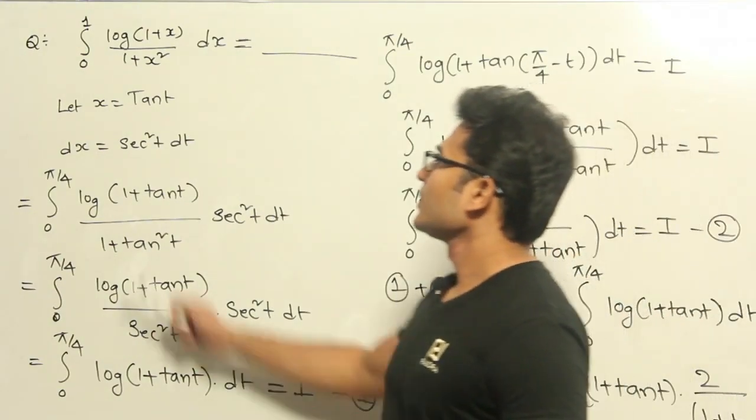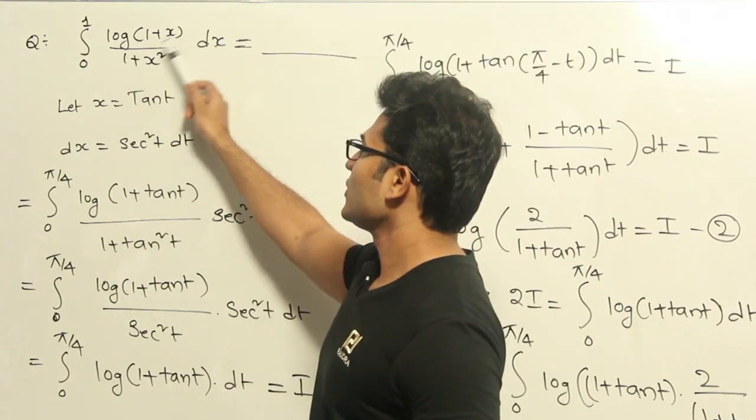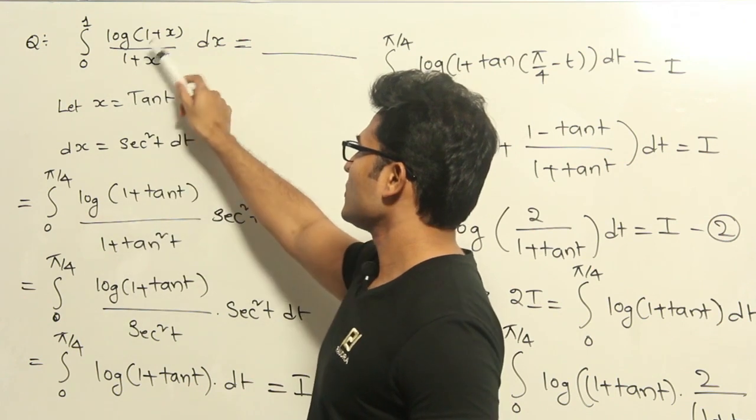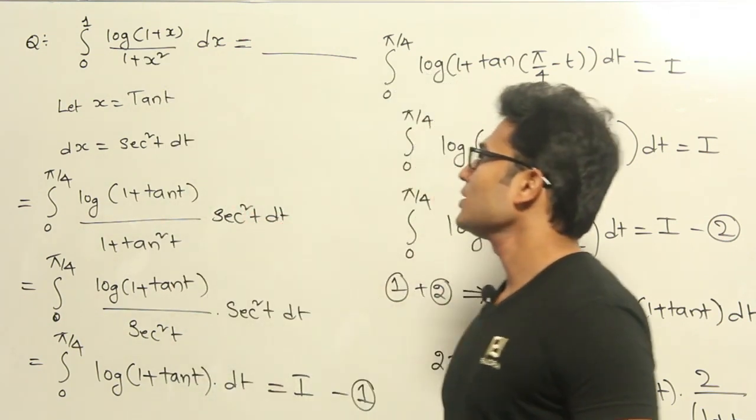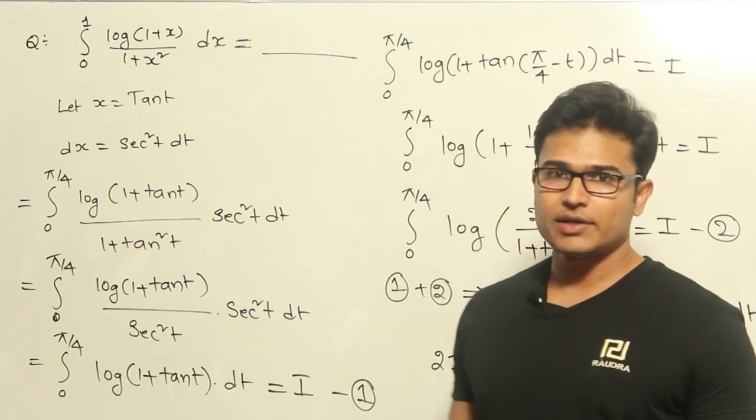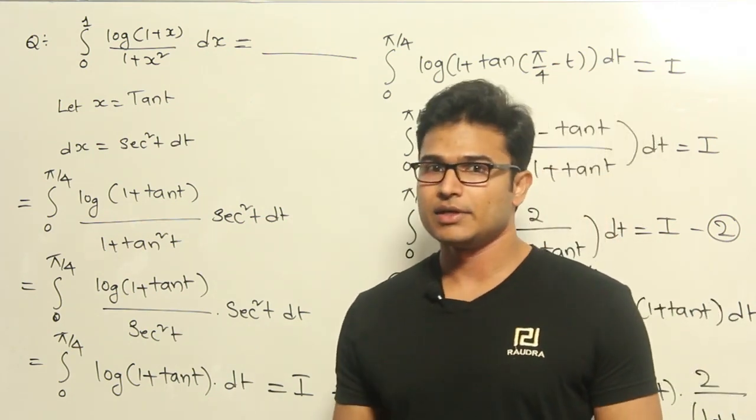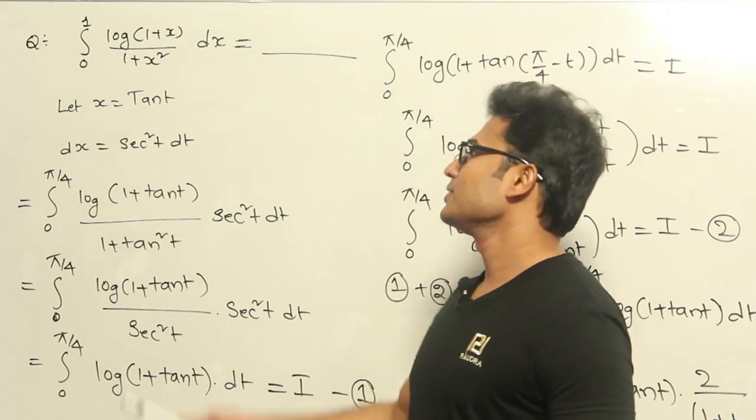Now let's see this question. Integral 0 to 1 log(1 plus x) divided by 1 plus x squared dx. In order to solve this, you could directly solve it, but if you go with the substitution method, it will be easier. So let's see that method.